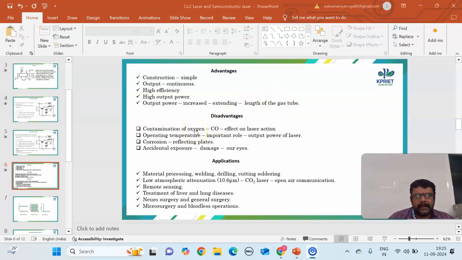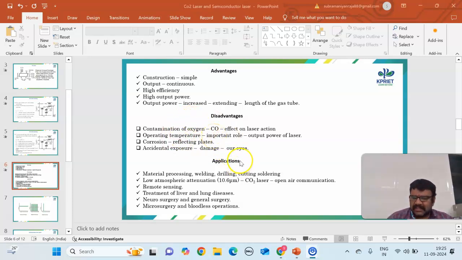We are pouring in helium, nitrogen and carbon dioxide, so there may be a possibility of contamination of oxygen by carbon monoxide, which affects laser action. Also, the operating temperature plays an important role in the output power of the laser. Both the reflecting plates may suffer corrosion, and if the beam is accidentally exposed to our eyes, it causes damage to our eyes. These are the major disadvantages of the carbon dioxide laser.